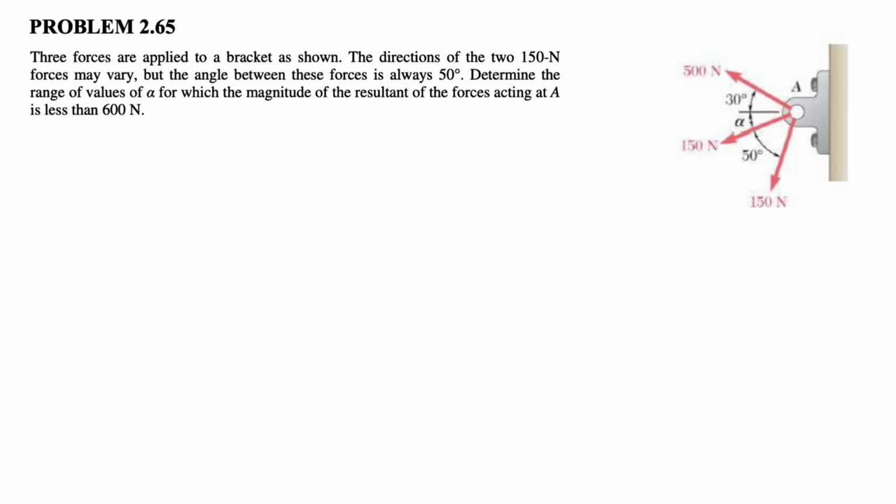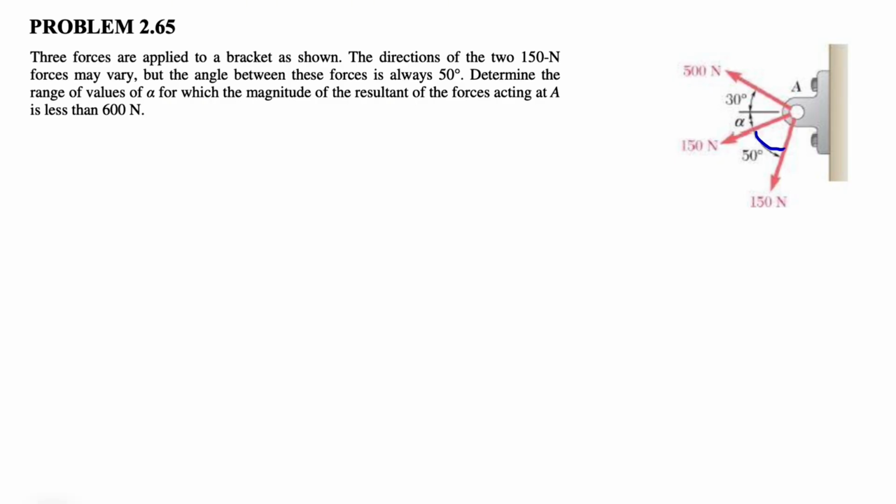Hey guys, let's see how we can solve question 65 from the second chapter of the Beer Johnston textbook, Engineering Mechanics, and we have three forces that are applied to a bracket at point A. We know the directions of the 250 Newton forces may vary, but the angle between these two forces is always 50 degrees. So we are talking about the angle between the 250 Newton forces.